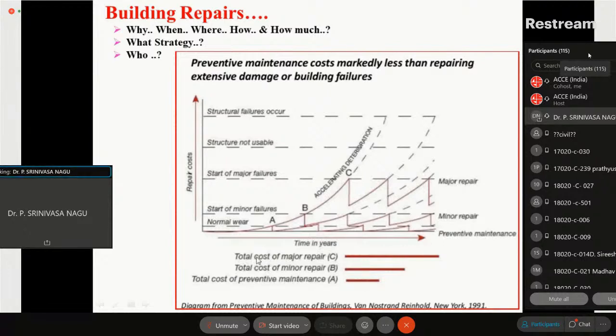Okay, so the total cost, if you see on a scale, the cost of major repair is so big, and the preventive maintenance cost, see the length of this line, is small in between the other cases. Okay, so I felt this is a very interesting representation of the preventive maintenance costs versus the other repair costs. And the deterioration conditions also tell you about the situation. At this stage, you have to start minor repairs to rectify the minor failures.